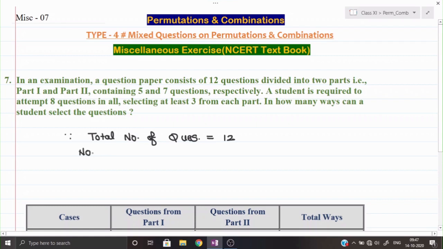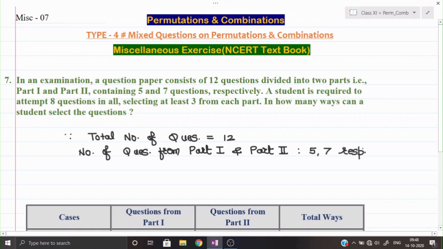Number of questions from part 1 and part 2. How many questions are given in part 1 and part 2? That is 5, 7 respectively.